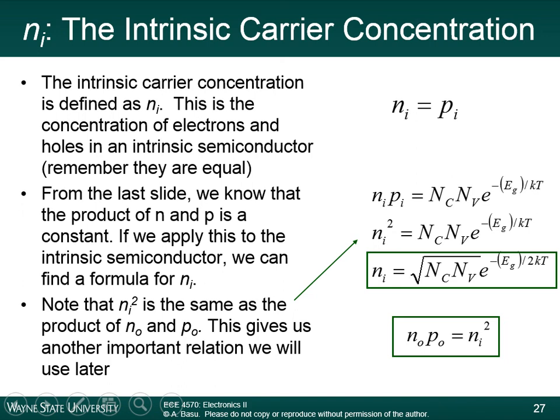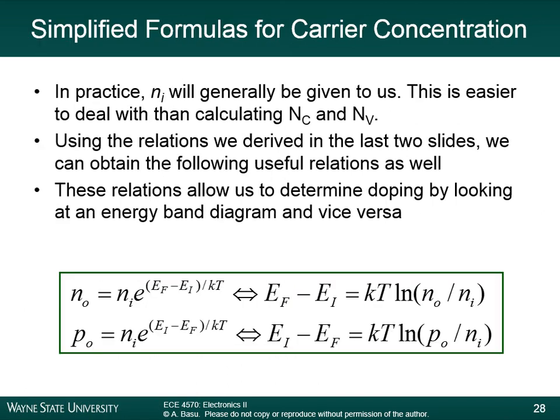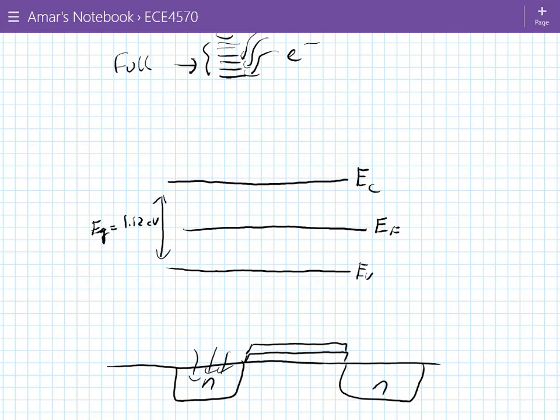This formula here is very important. This is one that you're going to be using over and over during the course of this semester. N0 times P0 is equal to Ni squared. Ni is defined as 1.5 times 10 to the 10 per centimeter cubed at room temperature. So if you know the electron concentration, you can figure out the hole concentration, and vice versa. I think it's worth doing a really quick example of how this formula is useful.